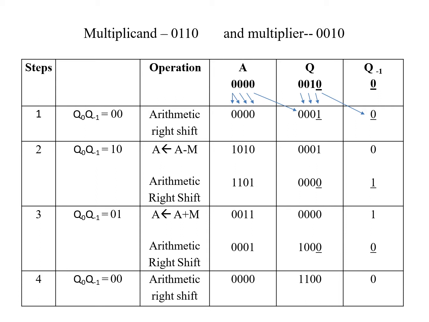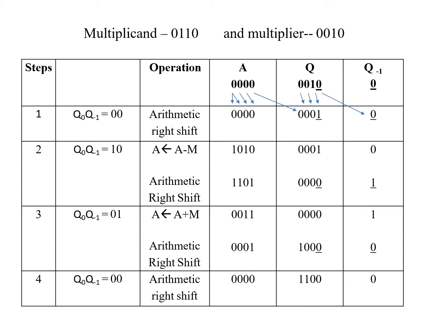Let us clear up Booth's algorithm with an example where the multiplicand is decimal 6, 0110, and the multiplier is decimal 2, 0010. Now A is initialized with 4 bits 0000 as the multiplicand is 4-bit long. Q is initialized to 0010, which is the multiplier, and the 1-bit Q minus 1 register is initialized with 0.